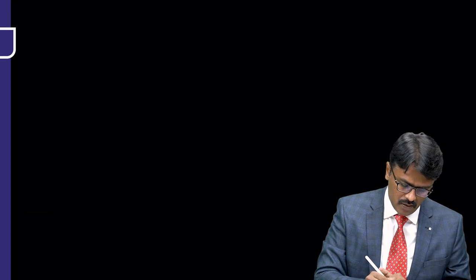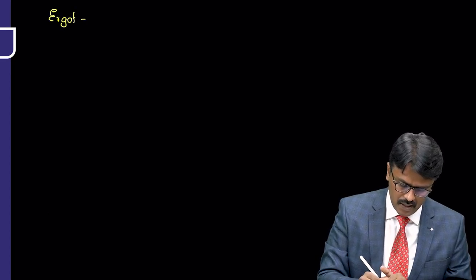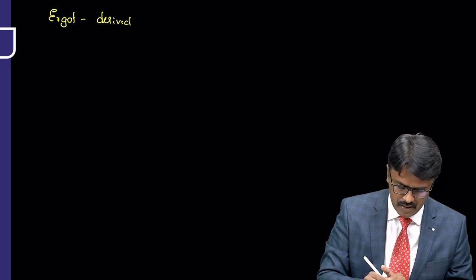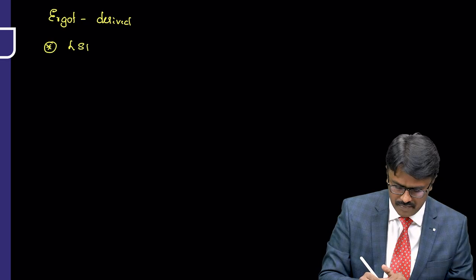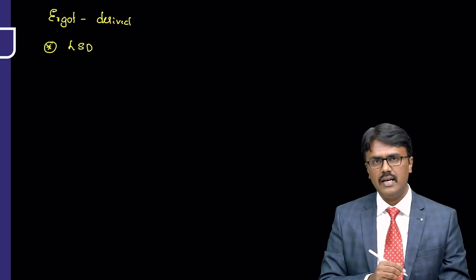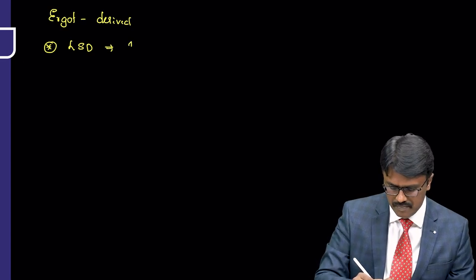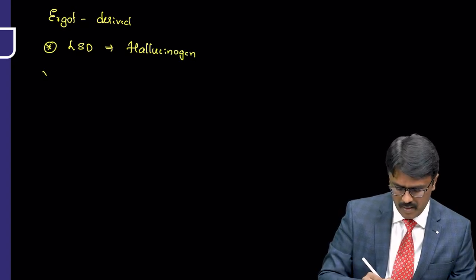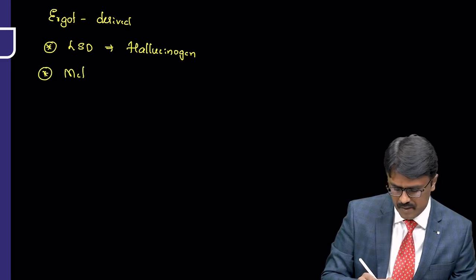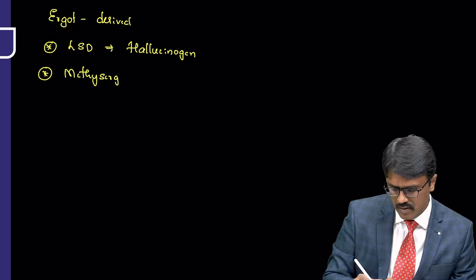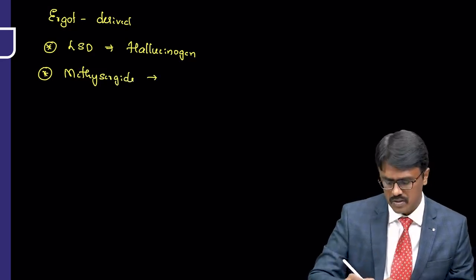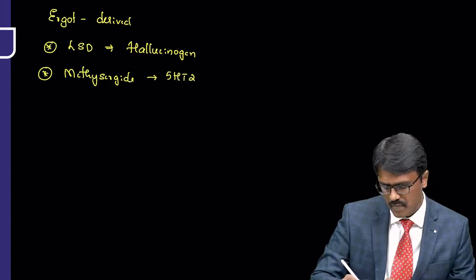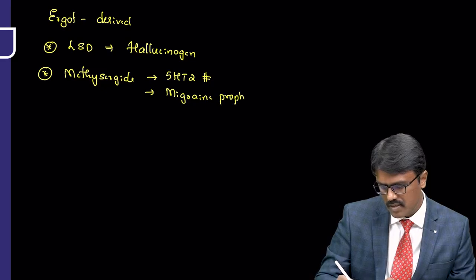Now other drugs which are ergot derived, there is a substance called LSD. It is called lysergic acid diethylamide. It is a hallucinogen. Number 2, we have a drug called methysergide, that is also ergot derived. It is shown to produce 5-HT2 blockade property, and it was tried in migraine prophylaxis, but nowadays it's not used for that.